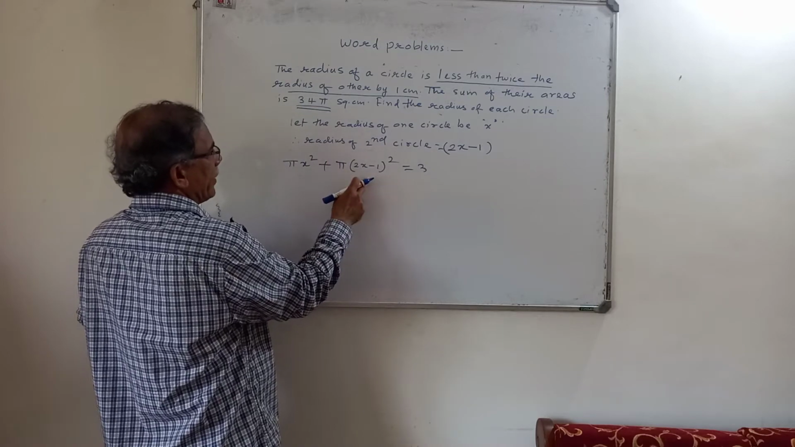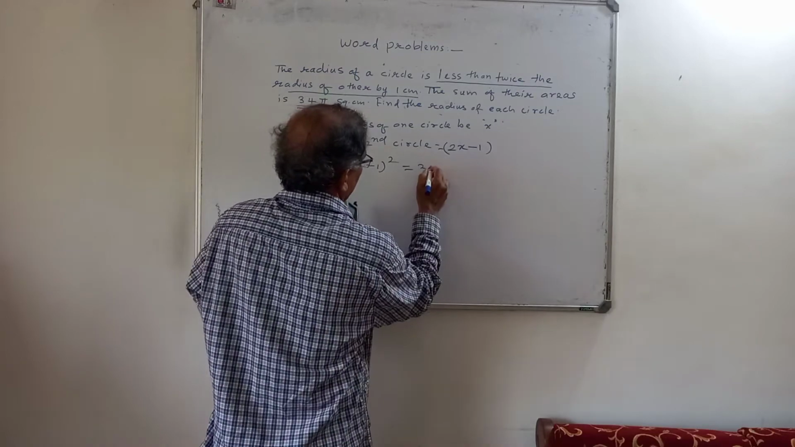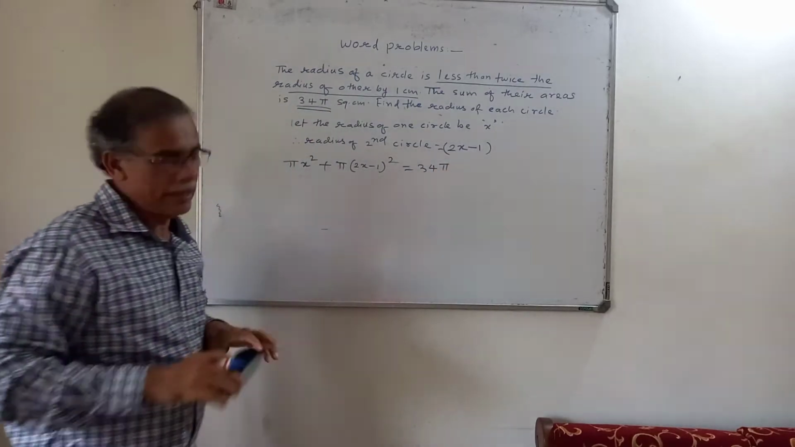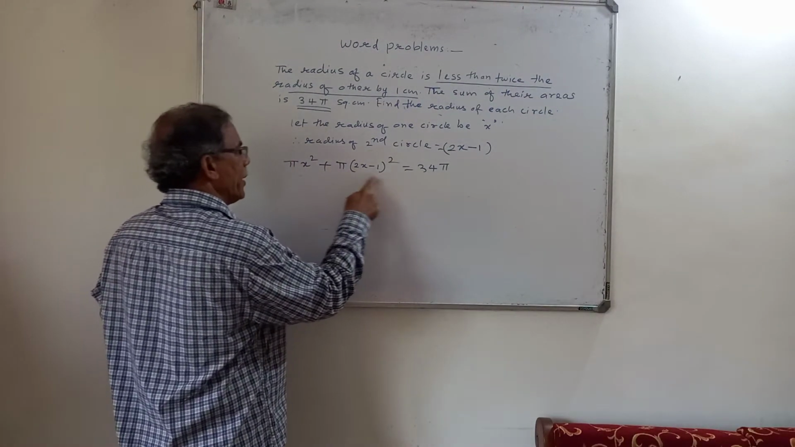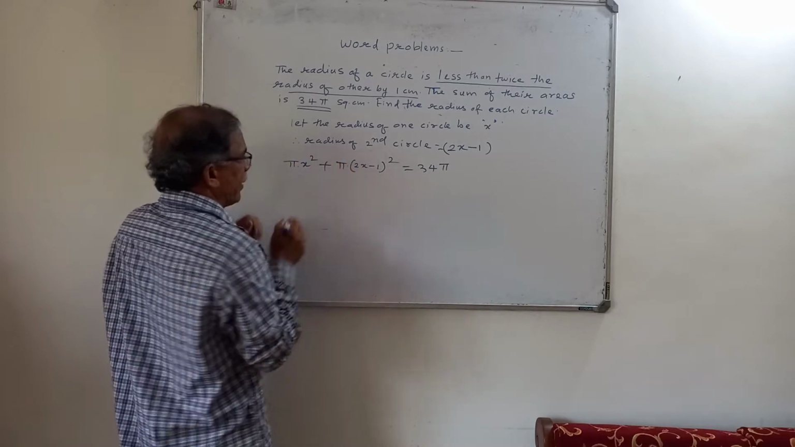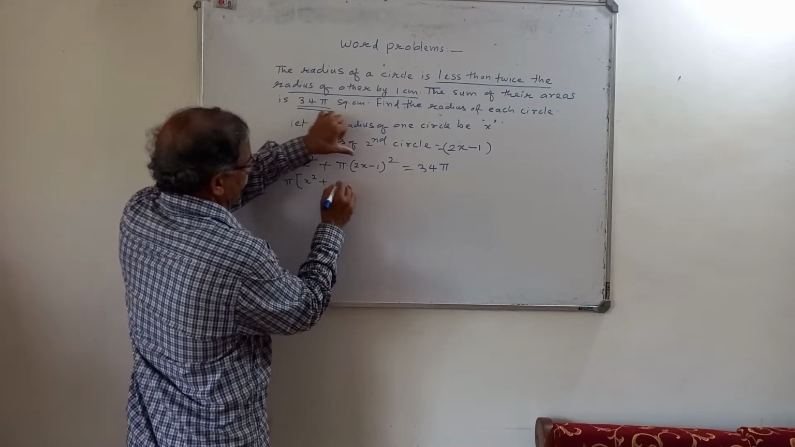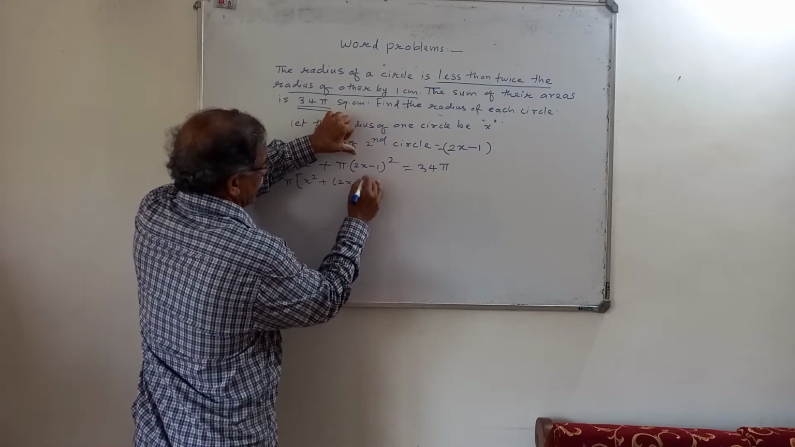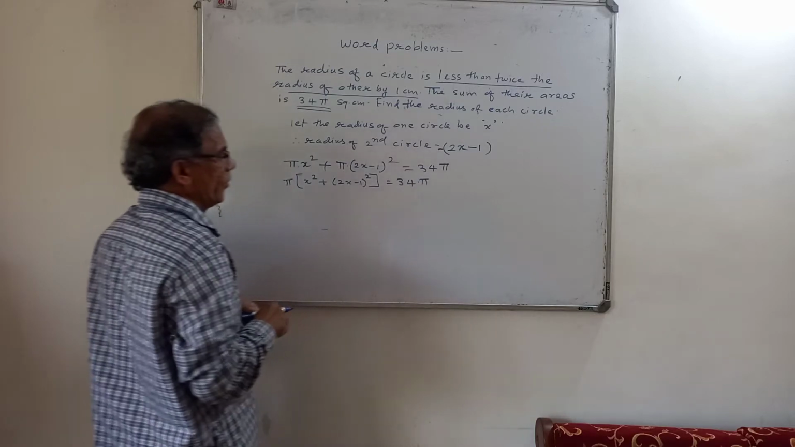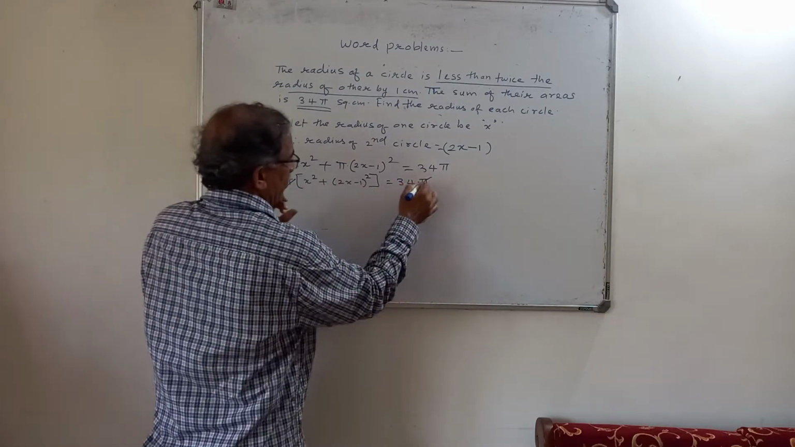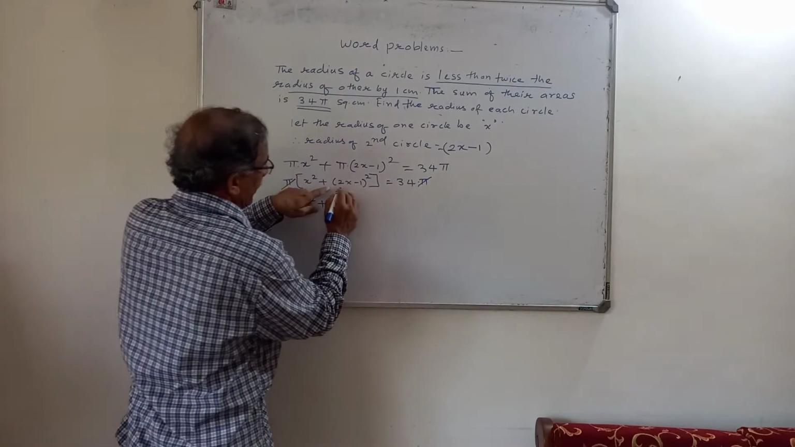The sum of the areas is equal to 34 pi. Sorry, it is 34 pi. Now you see the left hand side, pi x square plus pi into (2x minus 1) whole square. Pi is common, so you take that common: pi into x square plus (2x minus 1) whole square is equal to 34 pi. Now the pi on both sides will get cancelled. So x square plus (2x minus 1) whole square.